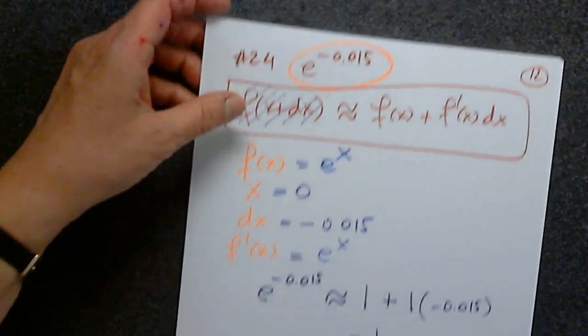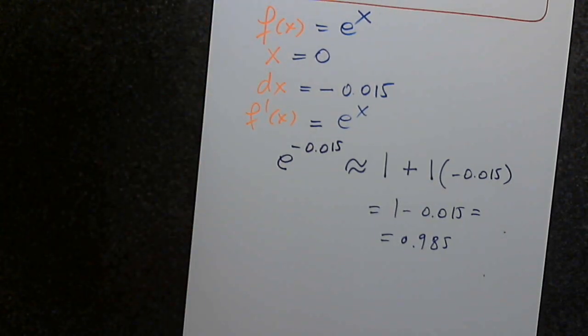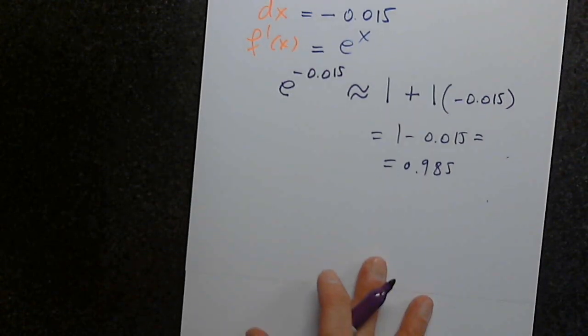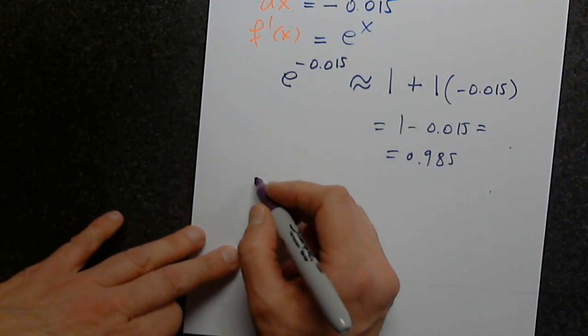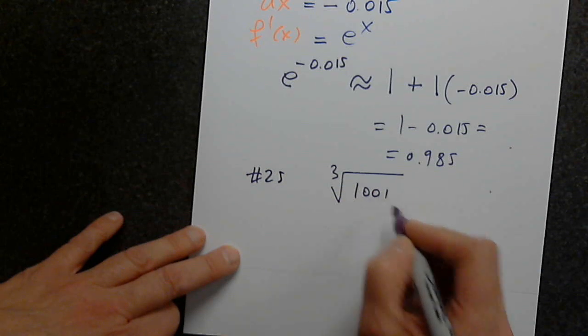Okay, let's choose another, because I think there might be a little bit of confusion with that 0. So which one? 25. What is 25? Okay, 25 is the cube root of 1001. Good, very good pick. So the cube root of 1001.